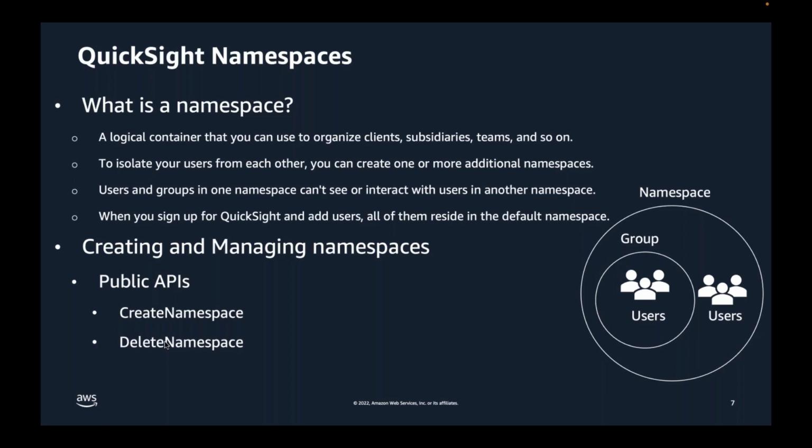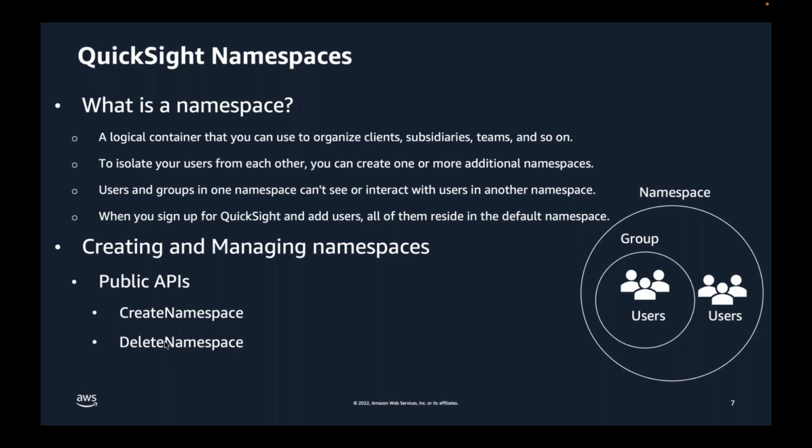And one important point to note is that when you set up your QuickSight account, a default namespace gets created. So any users or groups, once they are provisioned into QuickSight, all belong to the default namespace. You can create a new namespace using the public API.